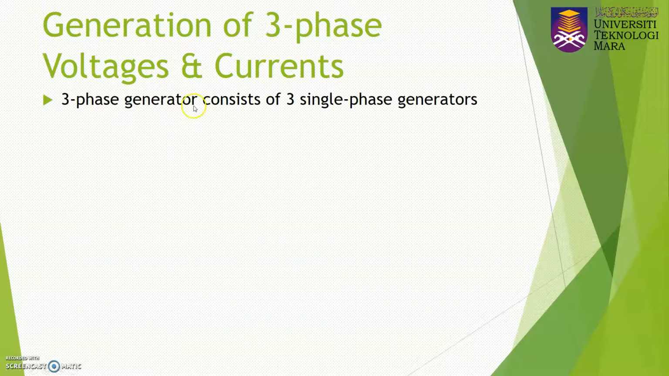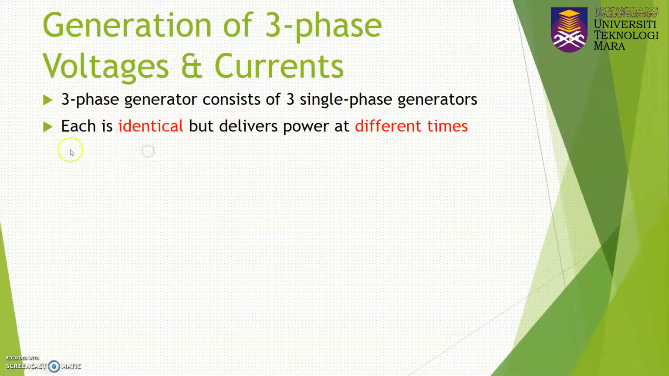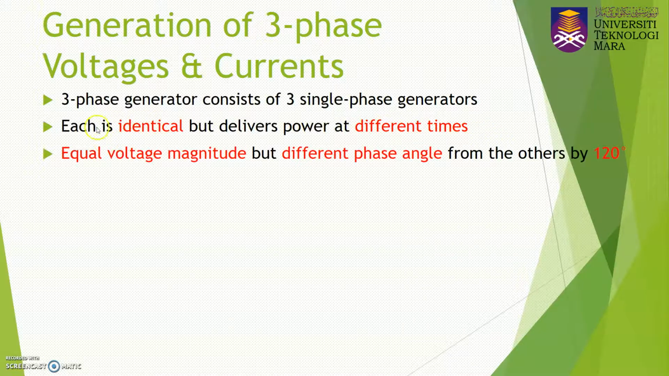Next we go to the subtopic of generation of three-phase voltage and current. The three-phase generator basically consists of three units of single-phase generators. Meaning you combine three different single-phase generators in order to make a three-phase generator. Each single-phase generator is identical to the others, but delivers power at different times. Identical means the magnitude of each single-phase generator is equal. Delivering power at different times means each single-phase generator has a phase angle different from the others by 120 degrees.